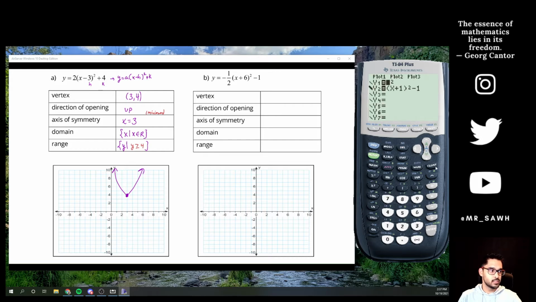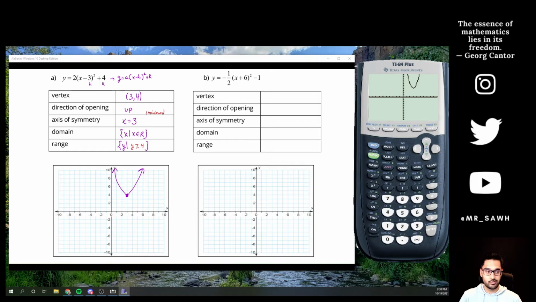And you can graph it to double check, so we'll clear all those out. We'll go 2x minus 3, then square it, plus 4. And then hit graph. Somewhere up here, ideally, there it is, exactly where we expected it to be. I got the basic shape of it down. I know where the vertex is. That really is all we need here. You can try the same thing for B as well.